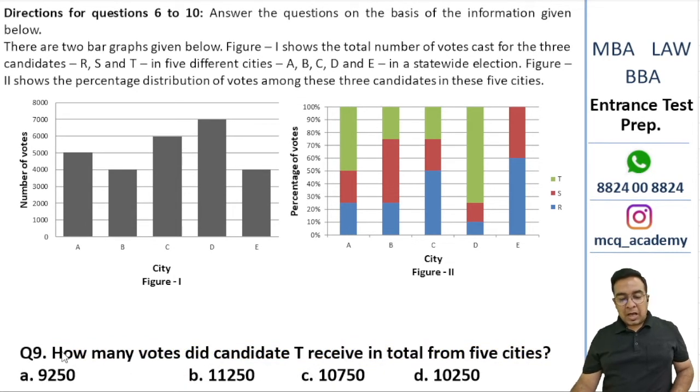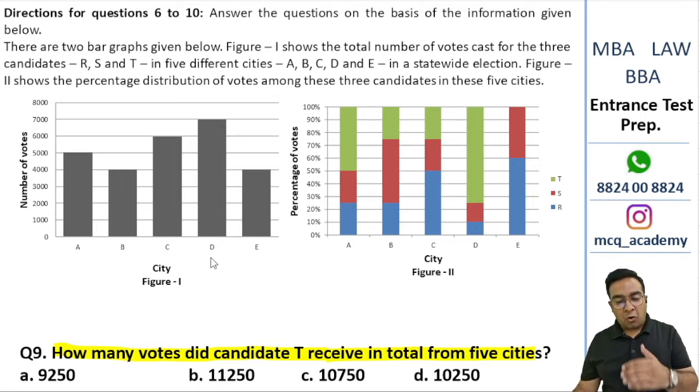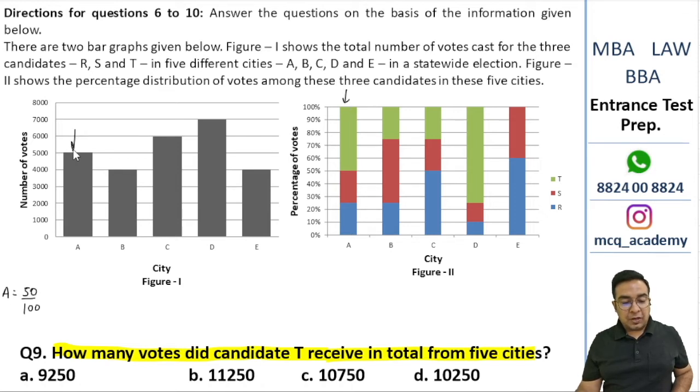Question number 9. How many votes did candidate T receive in total from the 5 cities? You have to find the total number of votes that T has received from all these 5 cities. So let's quickly get into the calculation. From city A, T has received, that is the green portion, a total of 50% votes. So 50% of 5,000, this is equal to 2,500. From city B, he has received a total of 25%. Therefore, this number is equal to 25% of 4,000, which is 1,000.